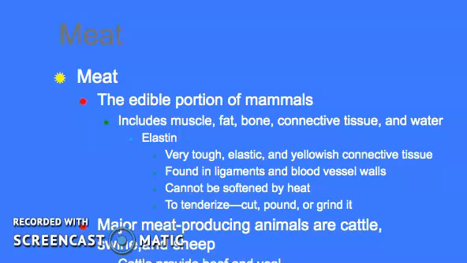So we're just going to hit on meat for a minute because this is the meat unit. I kind of want to give you a grand scheme picture, and then we'll move into poultry. Meat is obviously the edible portion of mammals that we eat. It includes the muscle, the fat, the bone, the connective tissue, and the water. So meats do have a lot of water in them. That's why we can cook them to juicy.